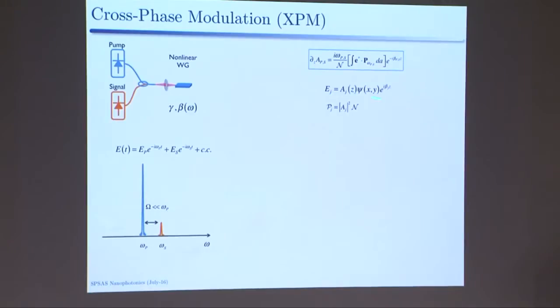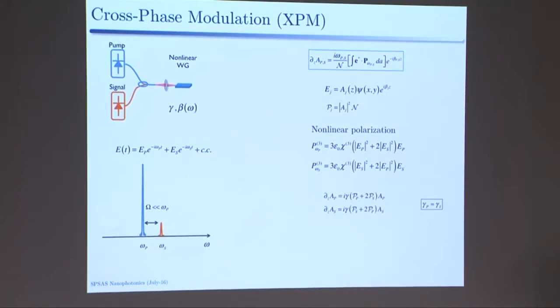So once again, just write the fields with a certain profile, plug in the polarization, and it becomes that. Now the polarization at omega P depends on the power at omega P, so the square amplitude, but also the power at omega S. We do exactly the same manipulation. We get two coupled equations like that. And I just simplified it. Gamma P equals gamma S for now. The frequencies are close, and gamma is proportional to omega.